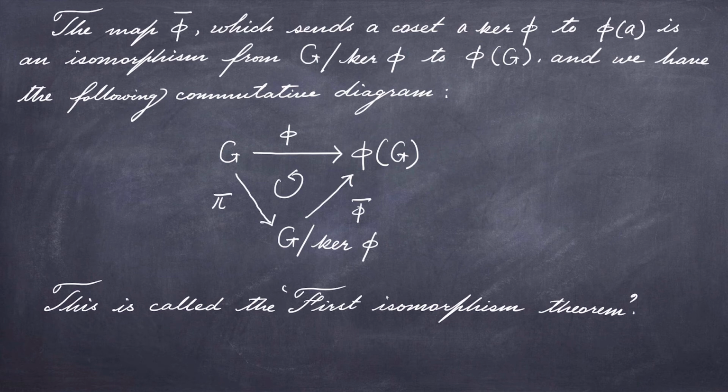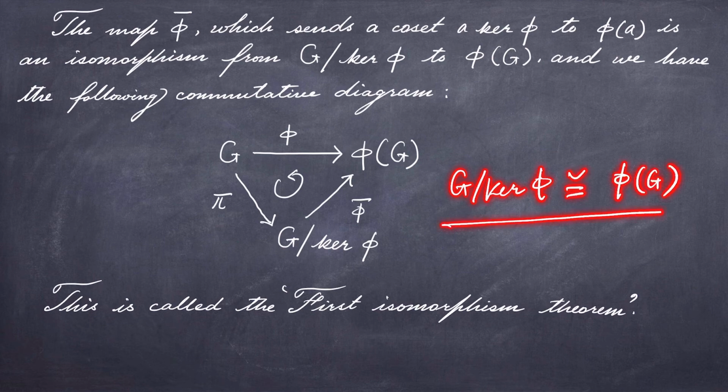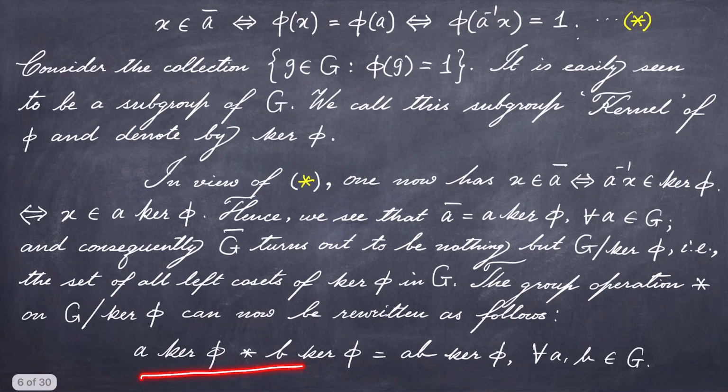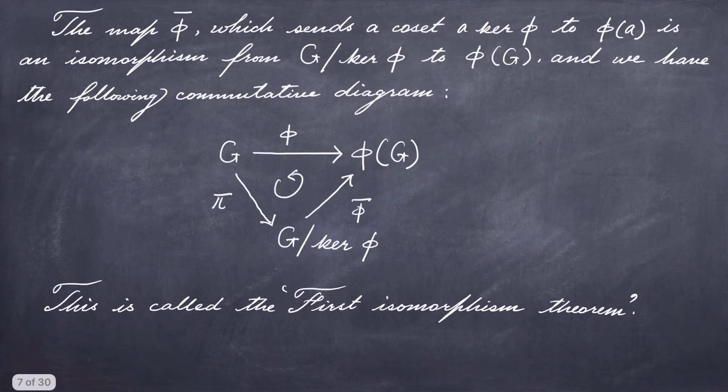So thus, as a corollary, we find that this group G mod kernel phi is isomorphic to phi of G. So whenever a homomorphism phi is given from G to G prime, we can make the set of all left cosets of kernel phi in G a group in this manner, and that group becomes isomorphic to the image of phi. So this is what we usually call the first isomorphism theorem.